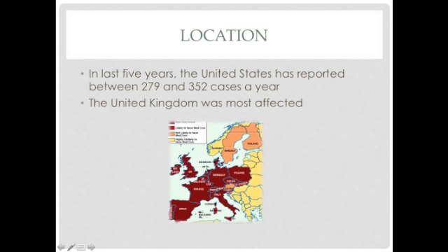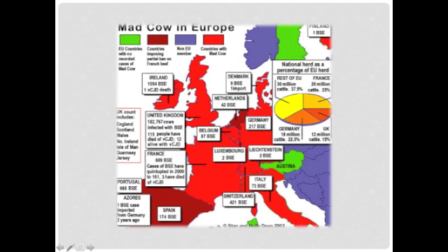Location. In the last 5 years, the United States has reported between 279 and 352 cases a year. The United Kingdom was most affected by vCJD. This map depicts the mad cow disease in Europe. Once France had found this disease in their food, other countries were reluctant to buy beef from them.